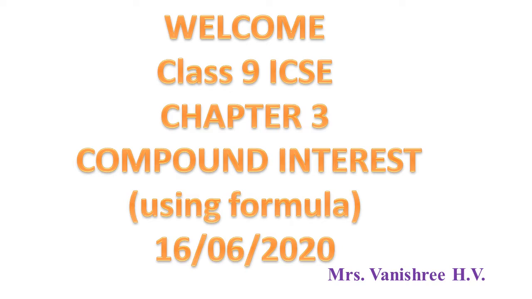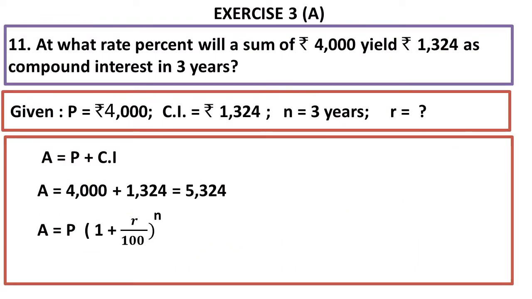Chapter 3 Compound Interest Using Formula, the third part of exercise 3A. Question number 11. At what rate percent will a sum of rupees 4000 yield rupees 1324 as compound interest in 3 years? In this problem, it is said that the principal P is rupees 4000 and after 3 years, the compound interest amounts to rupees 1324, and the rate of interest has to be calculated.